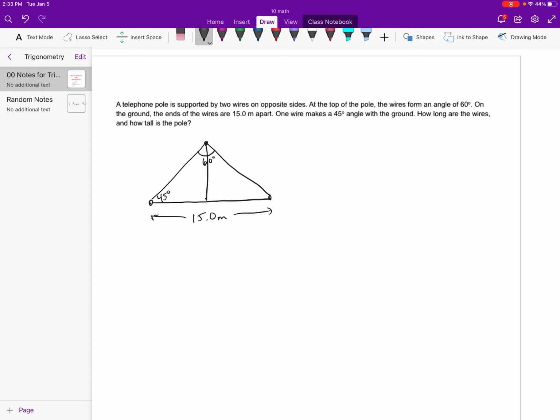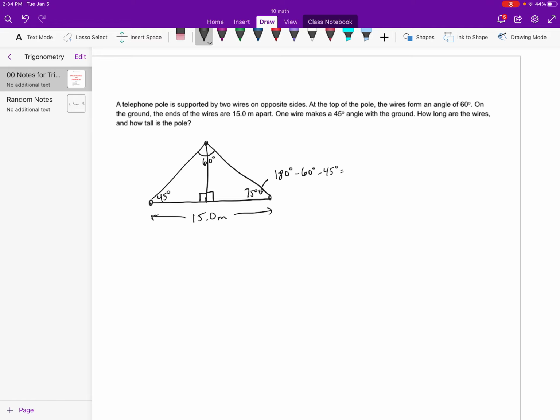All right. Let's think through this. So if I have 2 angles, I know I can figure out this third angle. And so that would be 180 minus 60 minus 45. And 180 minus 60 minus 45 is 75. So this is 75 degrees, which tells me my drawing isn't very accurate. I assume that telephone poles are built at a 90 degree to the ground. And now we want to know how long are the wires and how tall is the pole.